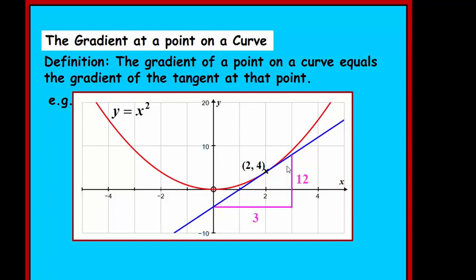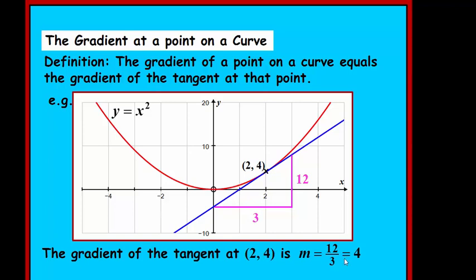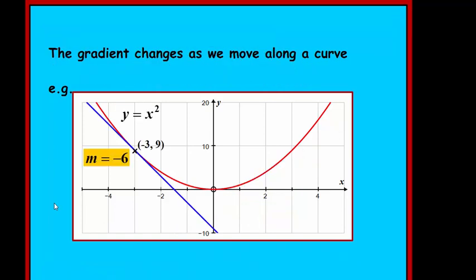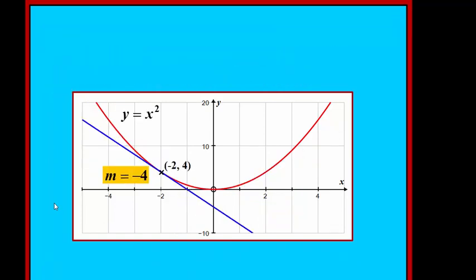Drawing a tangent then, we can draw any triangle to this tangent. Change in y 12 over change in x 3. That gives us a value of m, a gradient of 4. So the gradient of this curve, y equals x squared, is 4 at the point (2, 4). As we said, as we move along the curve, the gradient changes.